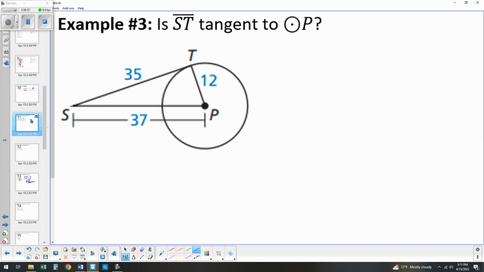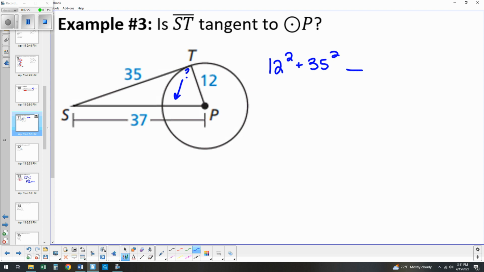So I want to determine, is segment ST tangent to circle P? And I can determine that by figuring out, is there a right angle here? And since this is contained in a triangle, to figure out if I have a right triangle, I would use the Pythagorean theorem. So opposite what is supposed to be my right angle would be my hypotenuse, and I'm going to use my other two sides, 12 and 35.